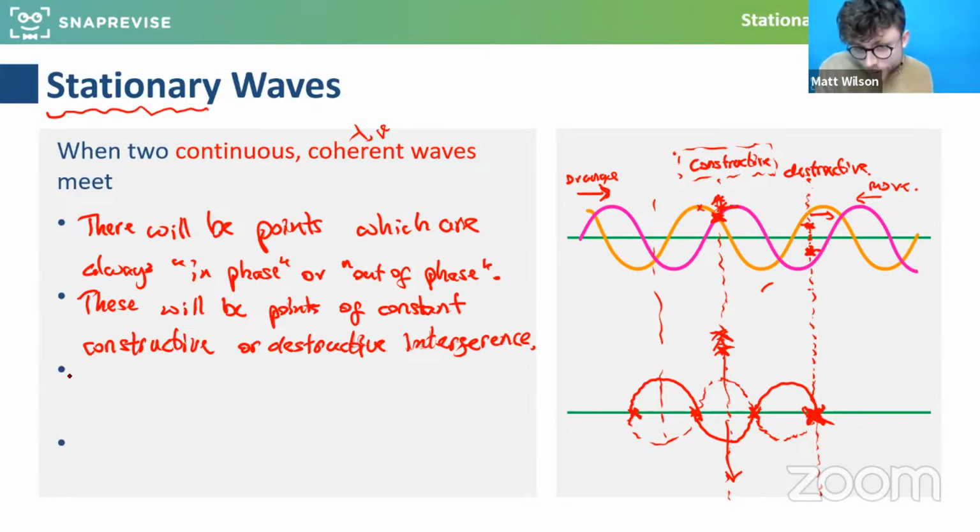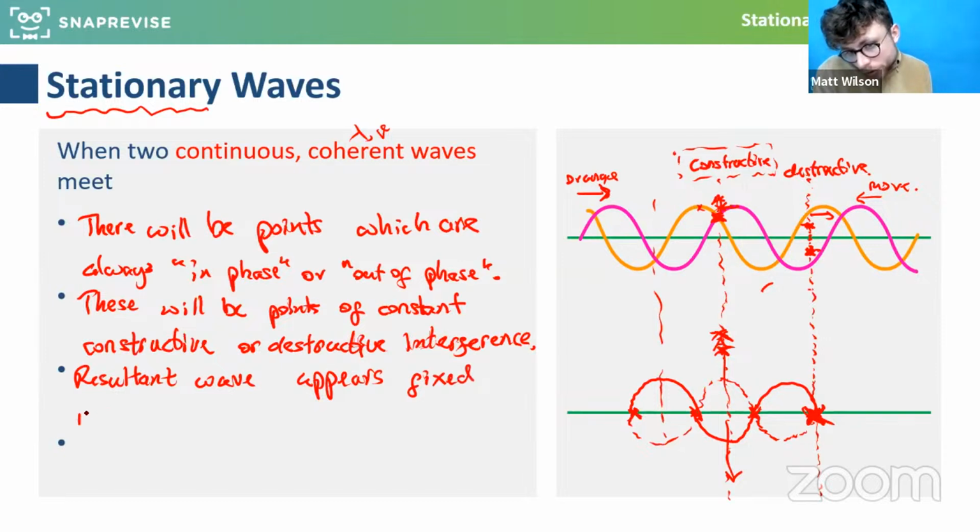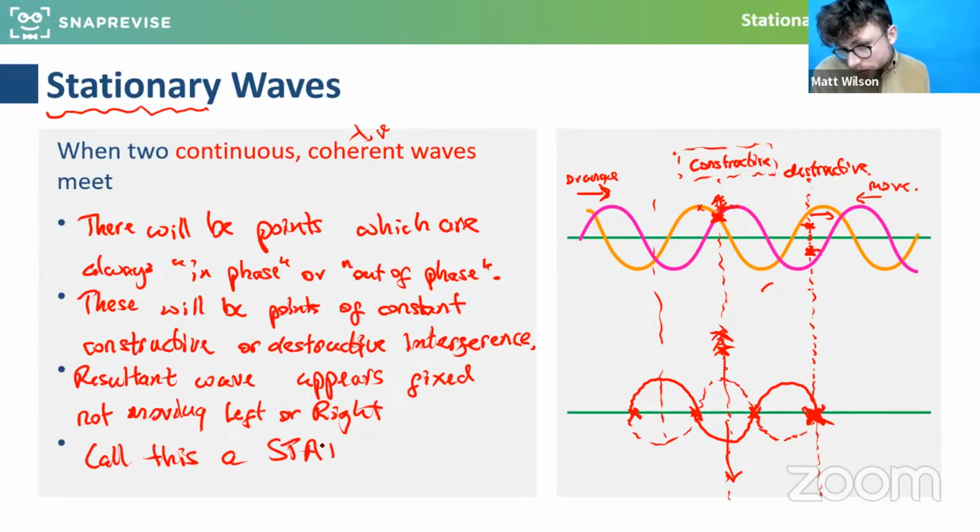So, okay. Resultant wave appears fixed, not moving to left or right. It only seems to move up or down. As a result, we call this a stationary wave. Now, can I spell stationary? I think so. Yeah. There we go.